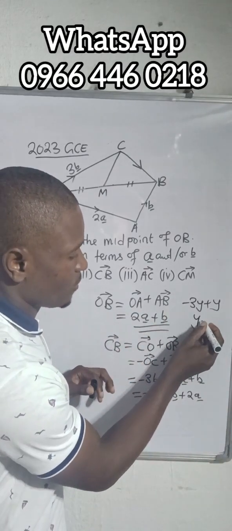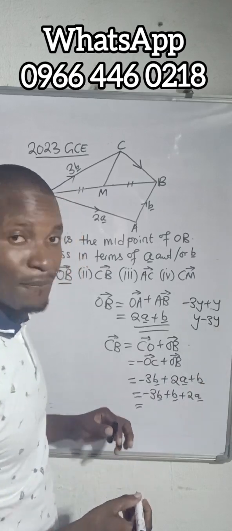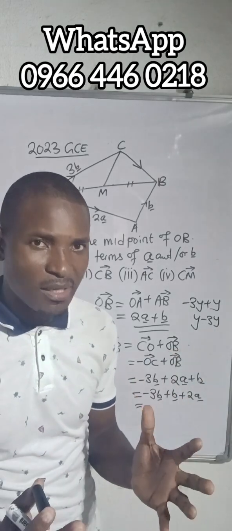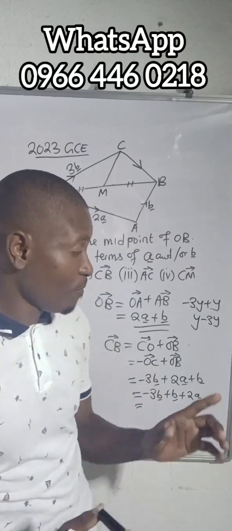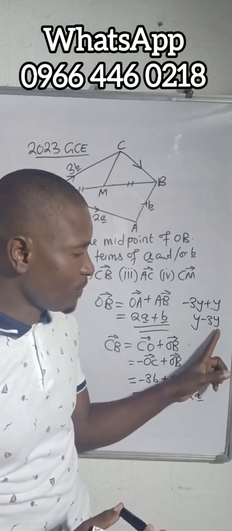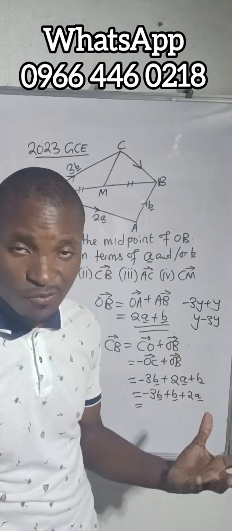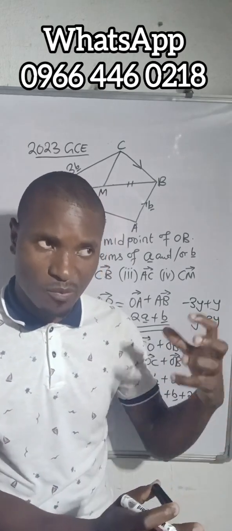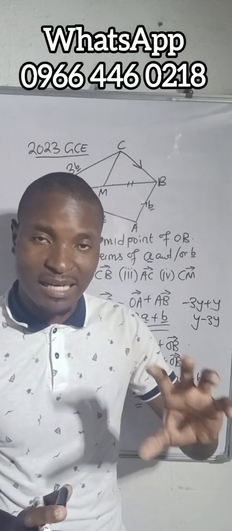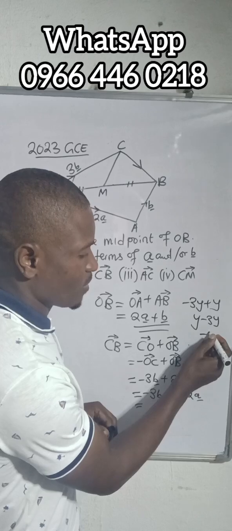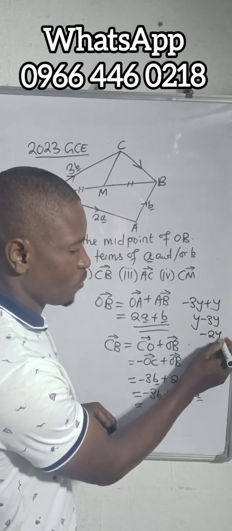So you just look at the coefficients, okay? What number is in front of this y? It is 1, and what number is in front of the other y? It is negative 3. So we are simply saying 1 minus 3. Remember, the answer will carry the sign of the bigger number. So this becomes negative 2.